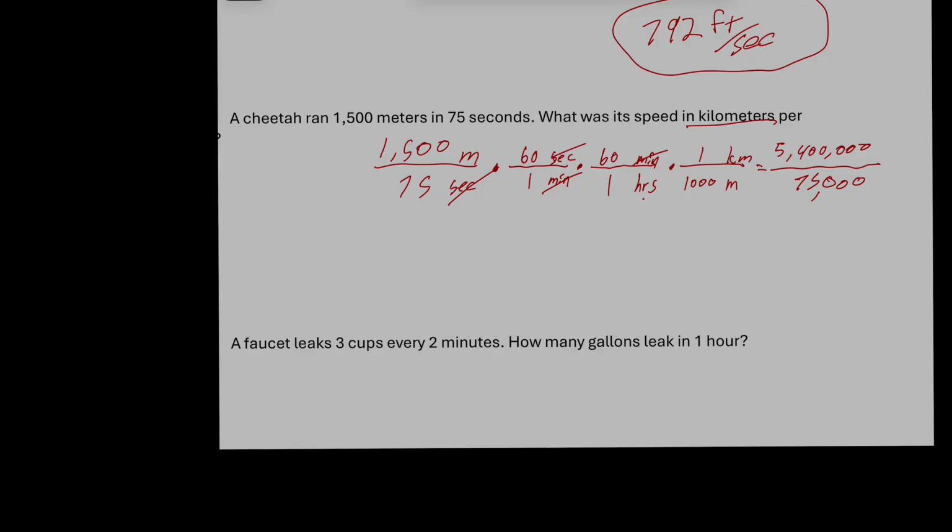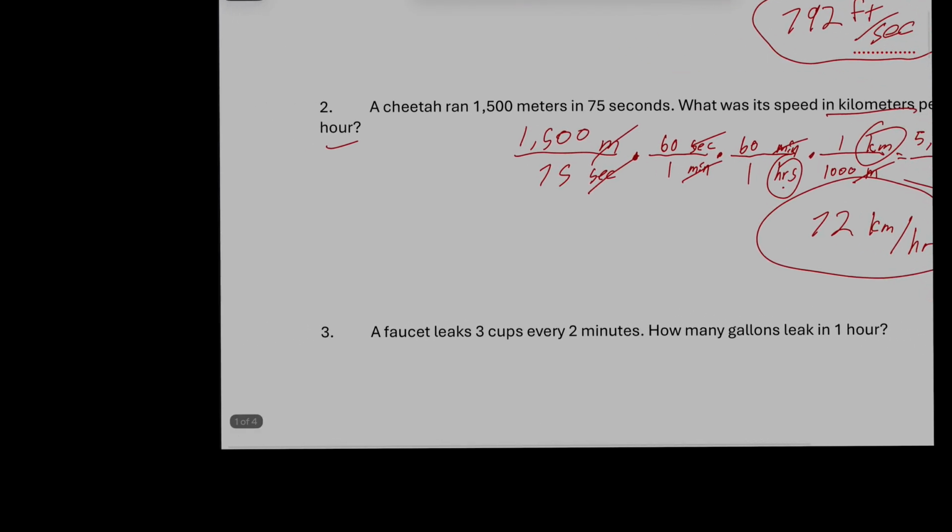But it's just going to make the video easier. Your answer is just a simple 72 kilometers per what? Sorry, I forgot to do this part. Boom, boom. Kilometers per hour, which is what the problem wanted us to do.